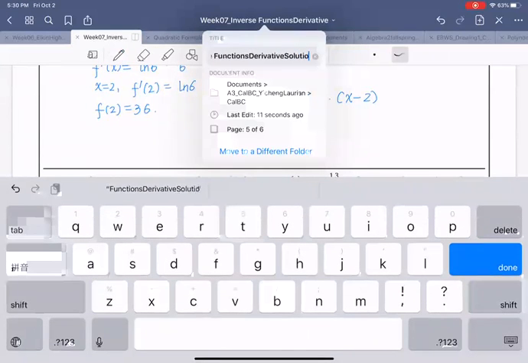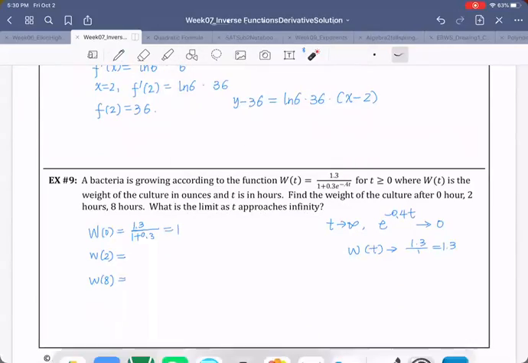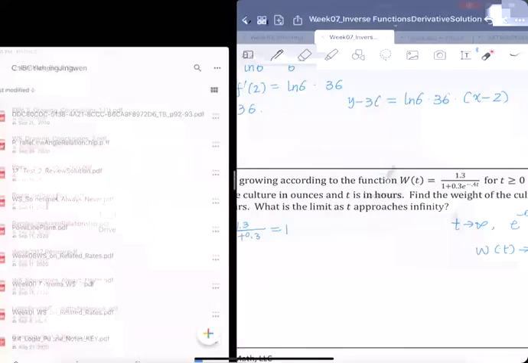I'm going to give you this, okay? That's a really good worksheet.